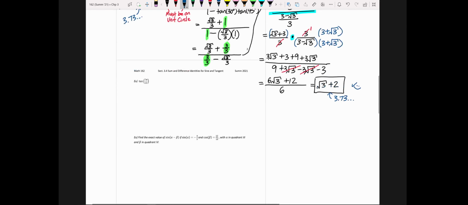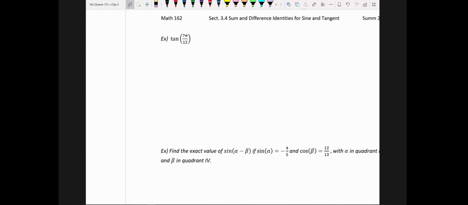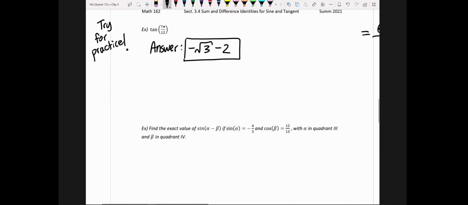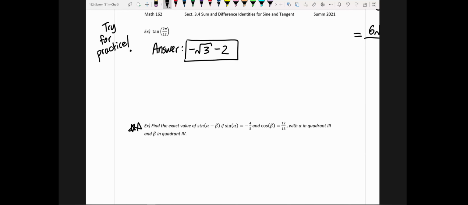Okay, so the next one, you're going to try for practice in your own time. It's very similar to what we've done. So we've practiced these problems with sine, cosine, and tangent, applying the sum and difference identities. So you're going to try this on your own, and you can check the answer should be negative root 3 minus 2. Okay, let's go ahead and move to the next. This is also a double star, which means you want to go back and review. You will see a problem similar on your quiz and or exam.